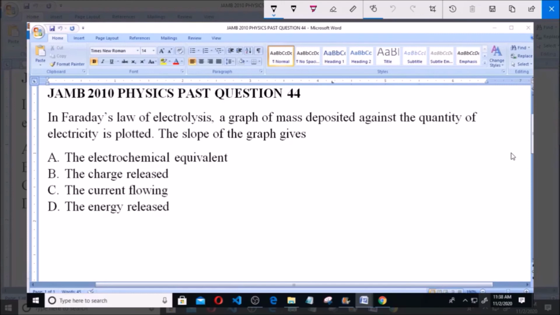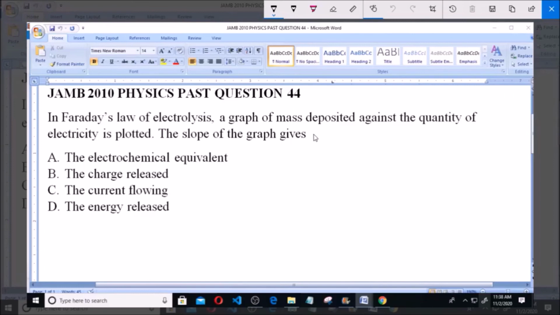In Faraday's laws of electrolysis, a graph of mass deposited against the quantity of electricity is plotted. The slope of the graph gives A. the electrochemical equivalent, B. the charge released, C. the current flowing, D. the energy released.